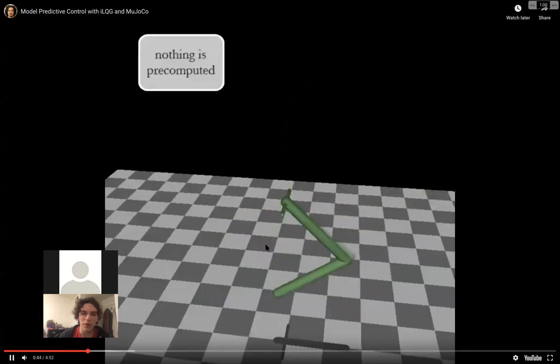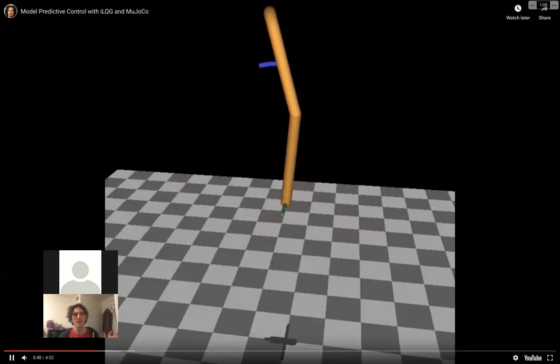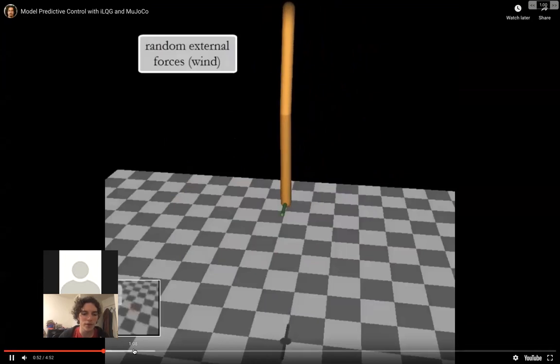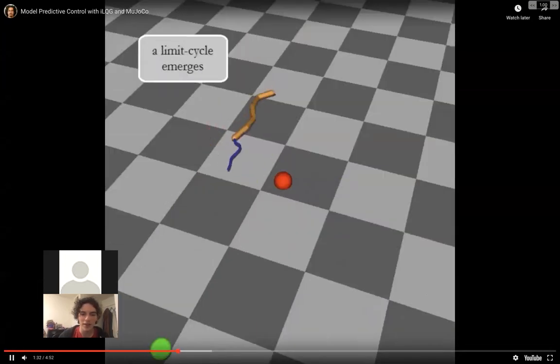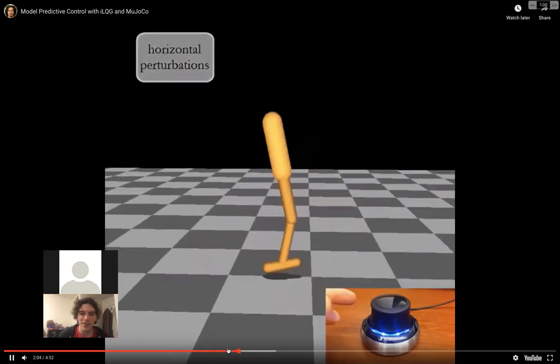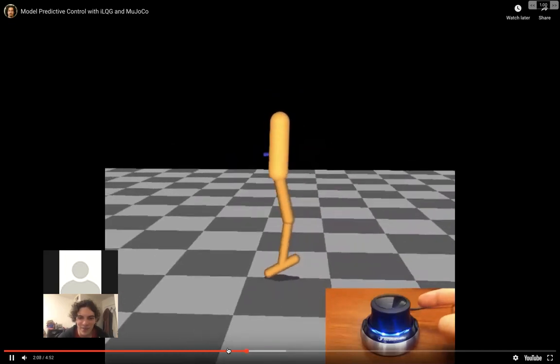This is a pendulum swinging, and then when we turn on the control, it'll balance itself. Bam. This is with random external forces and all that. Let's see, you're pushing this. This guy's really cool. He does flips.